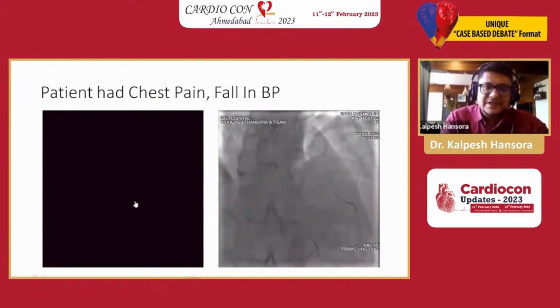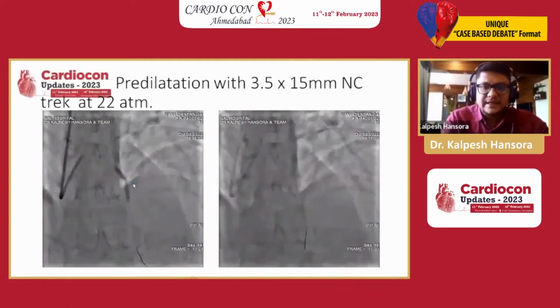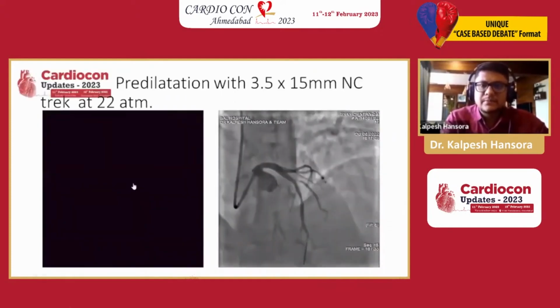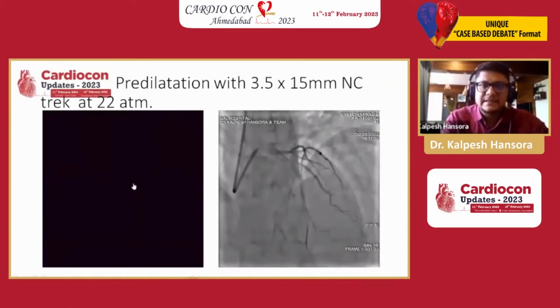Here you can see there was a dissection in the mid LAD lesion. It shows that the plaque was still not modified much even with the NC balloon. So again, we took another NC Trek balloon, a 3.5 by 15 millimeter. We tried to dilate at a maximum pressure of 22 atmospheres, but the waist was not disappearing. So there was a tight fibrotic lesion.